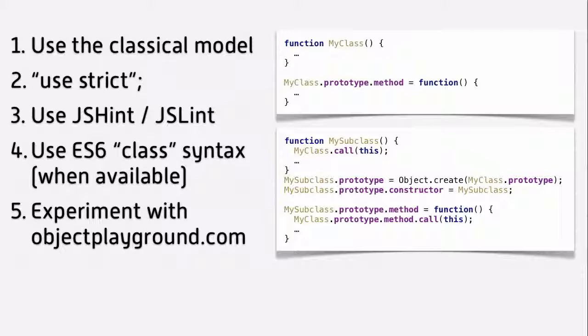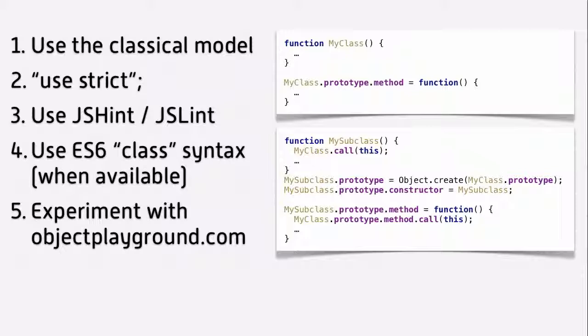Second, use strict. Use the strict mode. It will help prevent situations where this isn't defined properly. Third, use JSHint or some other linter. It'll help you catch cases where you've forgotten to use new or you used it in the wrong spot, as long as you use the convention where a class name starts with a capital letter.